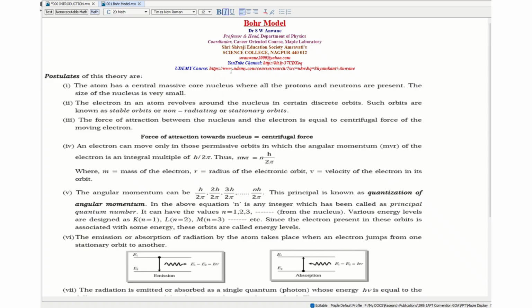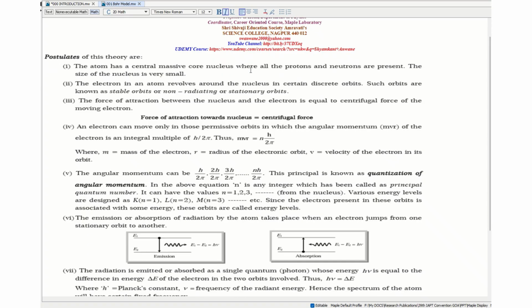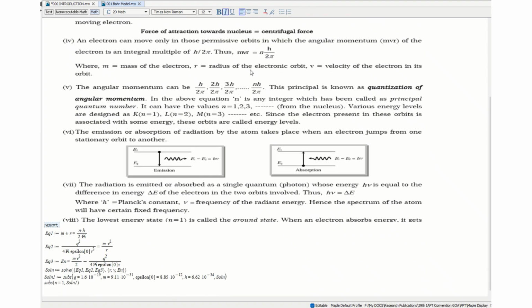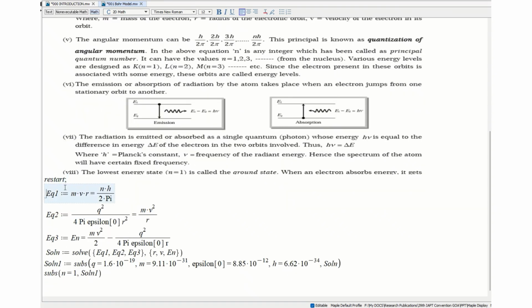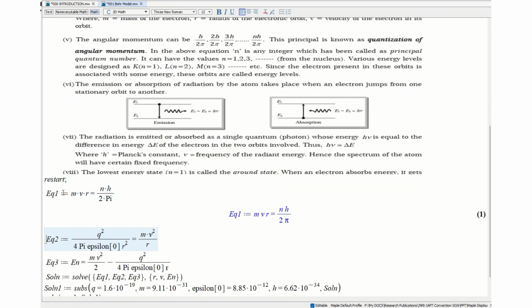We can explore Maple for the Bohr model, and here I have picked up theory from some resource, and now I want to write three equations. MVR, the angular momentum, is nh cross.